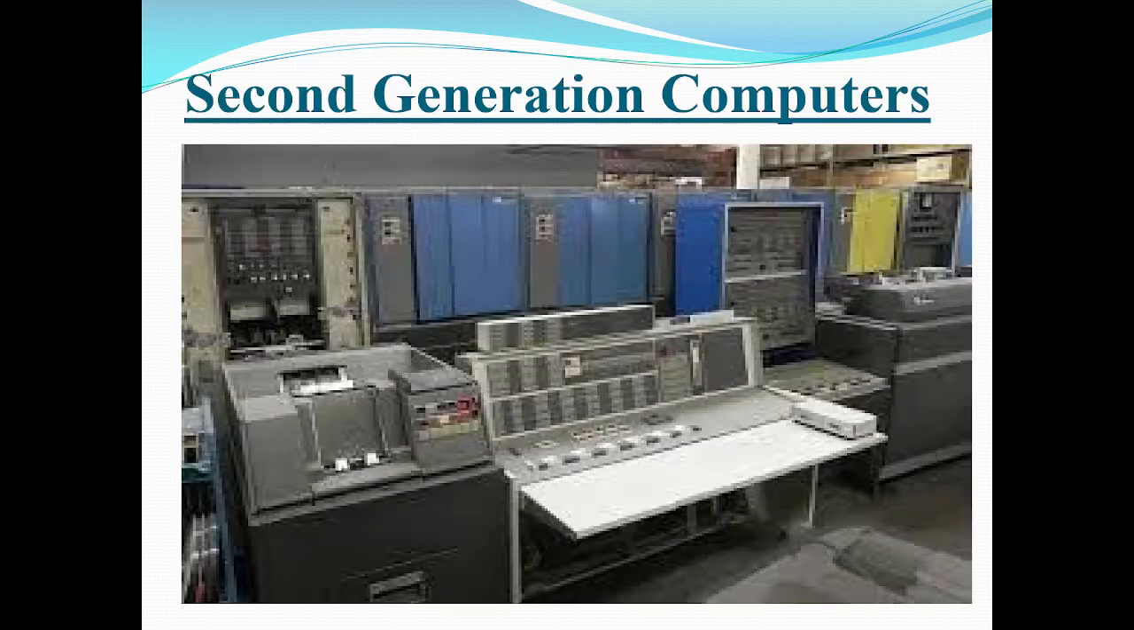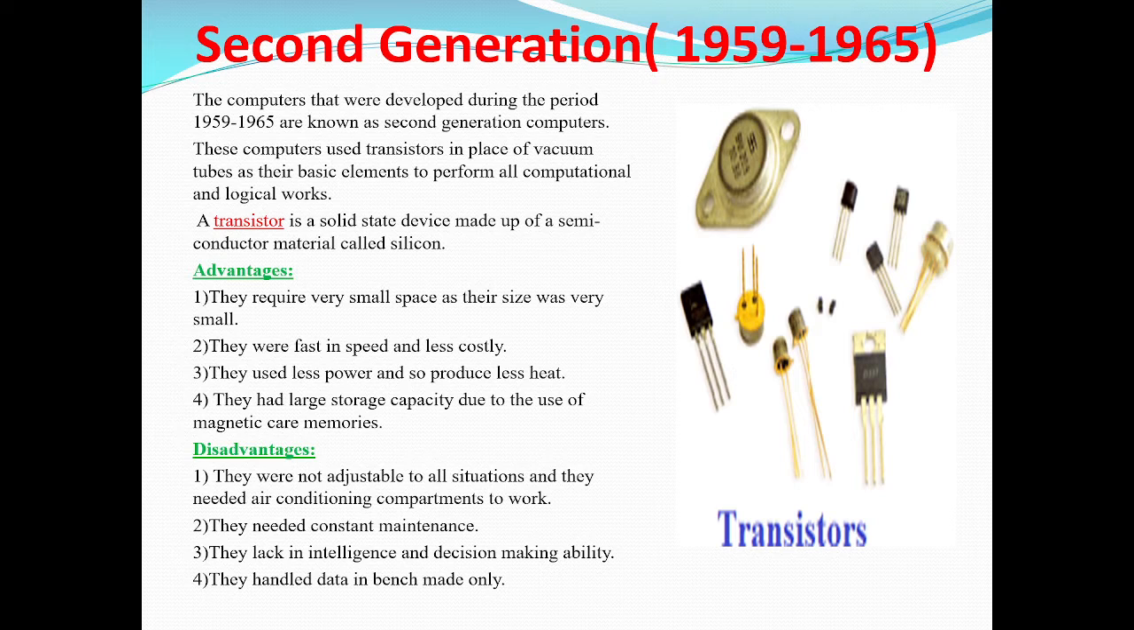And when you look to the picture, it occupied one side of a room, like one wall of capacity was occupied by these second generation computers. And when we project towards the advantages, to the right hand side, we presented the pictorial representation of a transistor, which is a solid state device made up of semiconductor material called silicon.